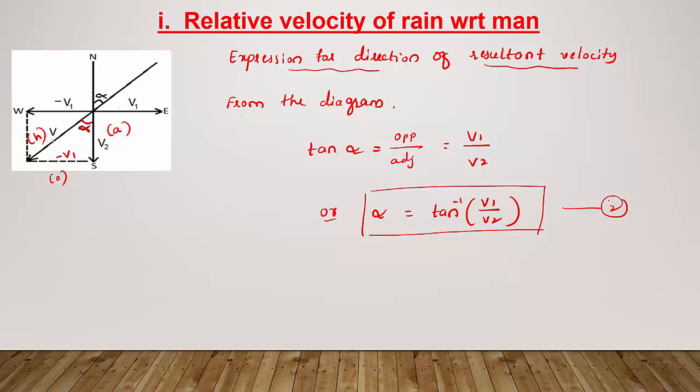When the man is simply standing on the ground, he can hold the umbrella in the vertically upward direction. But when the man is walking, he has to hold his umbrella at the angle alpha. In this direction he has to hold his umbrella to protect himself from the rain. With how much angle? With angle alpha.